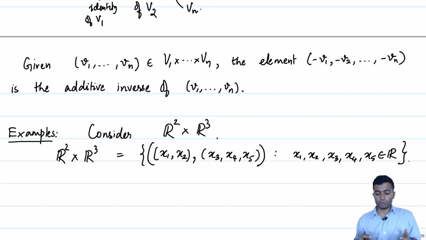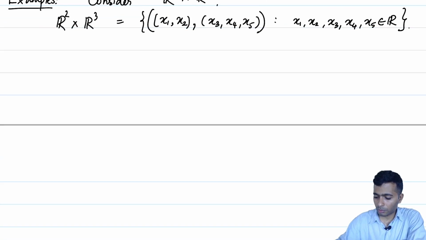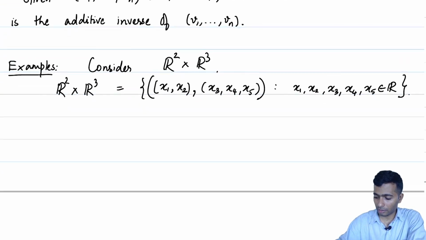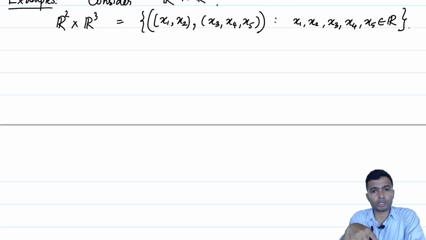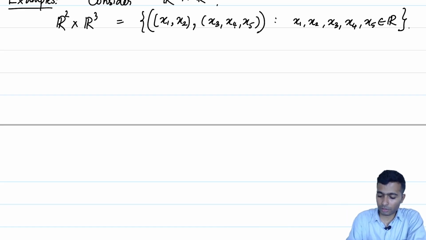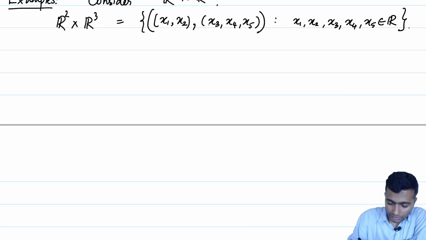One will be tempted to say that R2 cross R3, which we have just defined, is nothing but R5, but that is not technically correct. R2 cross R3 can certainly be identified with R5 through the notion of an isomorphism which we have defined, but it is incorrect to say that R2 cross R3 is equal to R5. This is after all a tuple of vectors in R2 and vectors in R3. It is not the same as giving a vector in R5. We will make that precise.